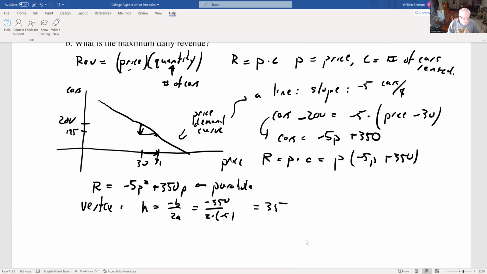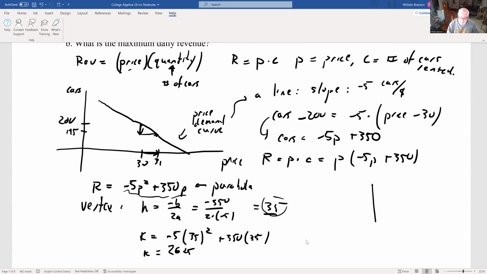What's the actual revenue? Right, k. That's the y-coordinate of the vertex. Well, you take -5 times 35 squared plus 350 times 35. We take our 35 and we plug it into the revenue function. This is an x-coordinate. To get the y-coordinate, you plug that in there. So k equals 2625.